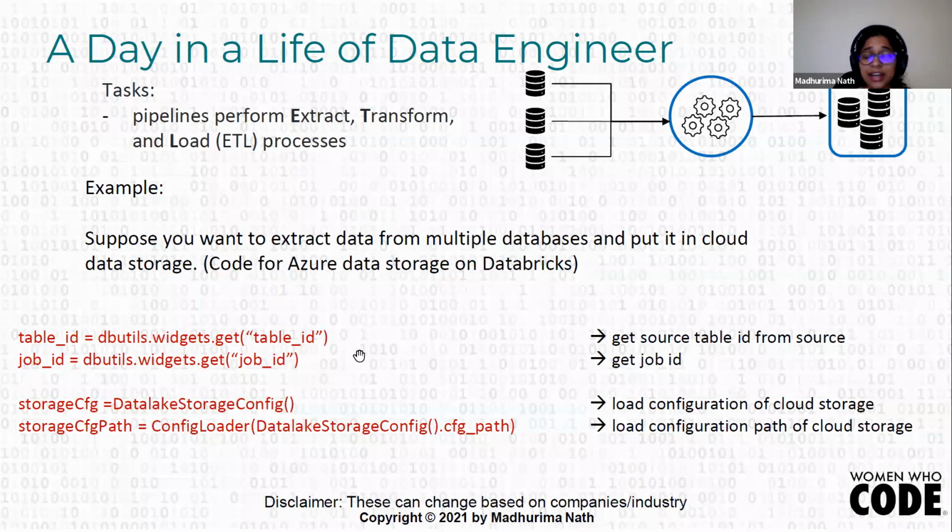So this is again an example of how I would write the code. I'll define a table ID, and this is a pre-built function that I would use to get the table ID. And as you can see, I'm not really specifying any table ID. I'm just calling a table ID, which is present.